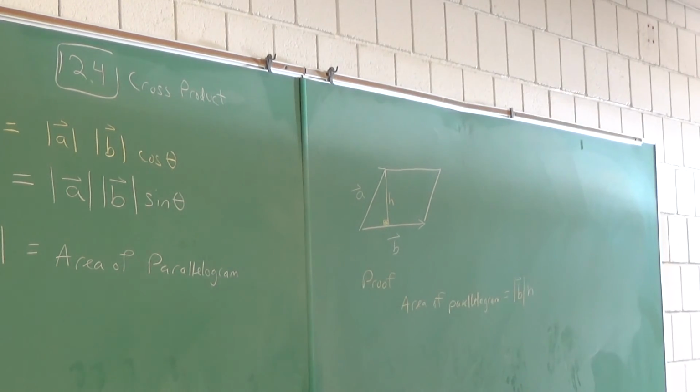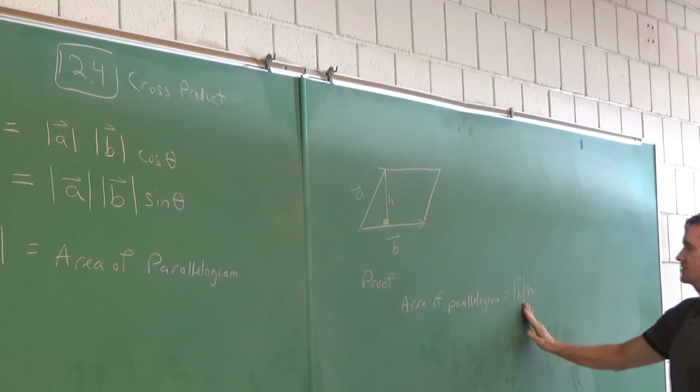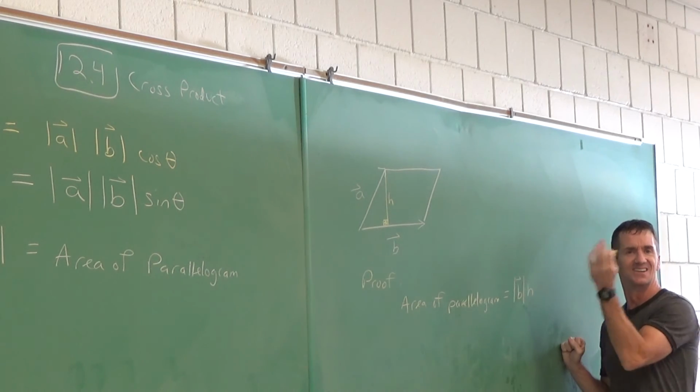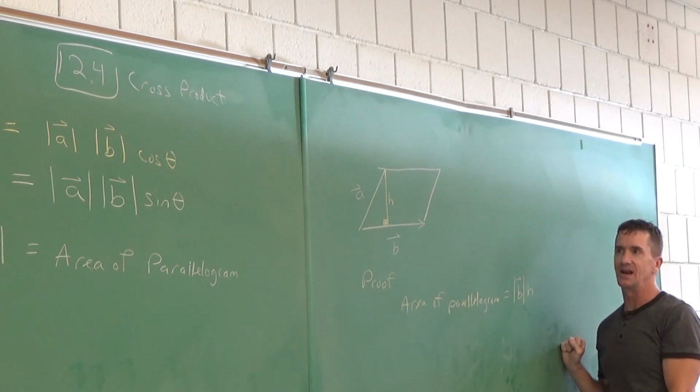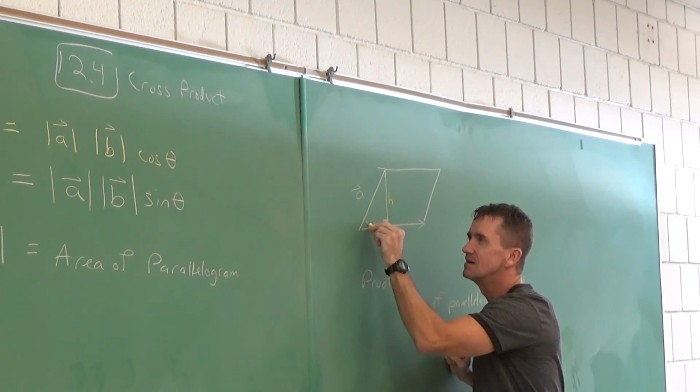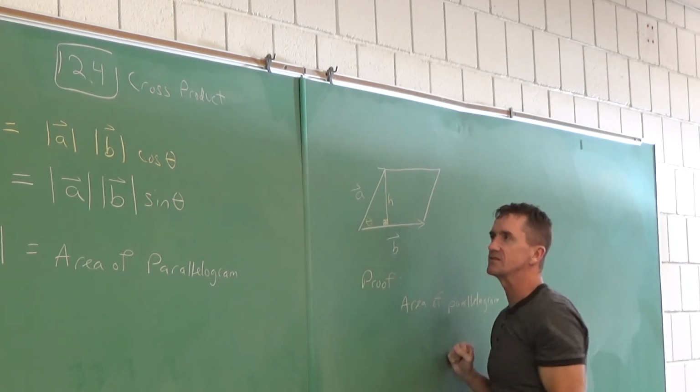Remember when we put those bars on there? I'm talking about its magnitude, the length. So length of this vector times the h. H is just some height. I'm not making that a vector. All right, now let's put an angle in here, how about right there? The angle between the two vectors.